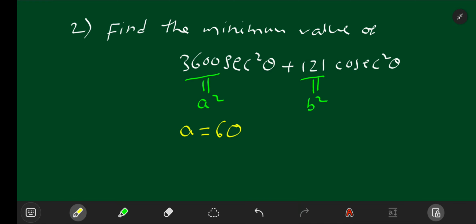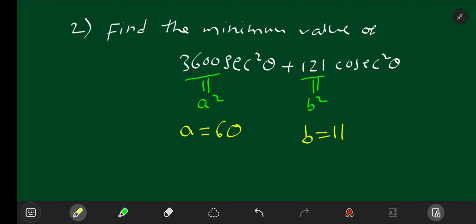Next, here also 121. 121 is 11 11s are 121. This is a small number, so we have to remember it, or easily we can identify it by seeing only. Okay, 11 11s are 121. Sorry, this is B, not A. B value, B is equals to 11.